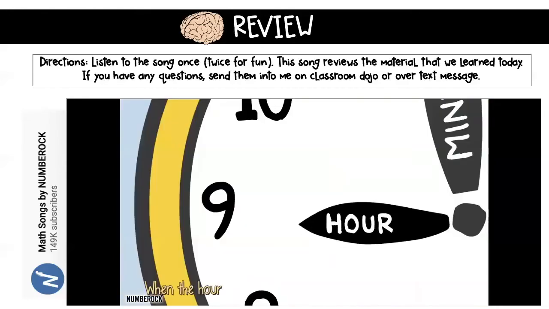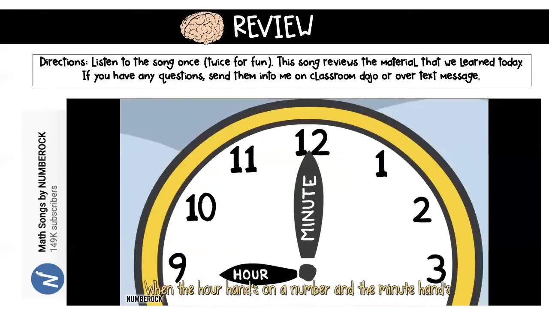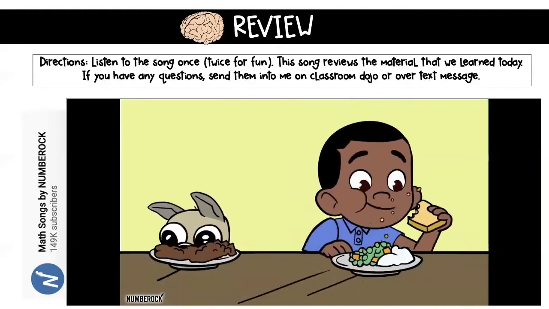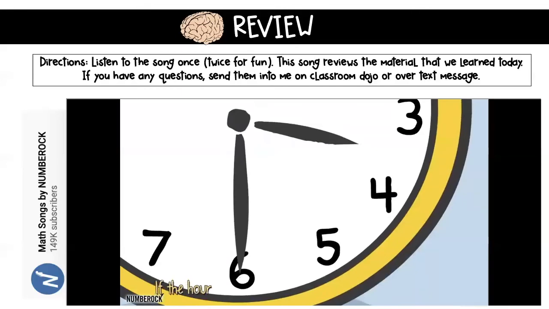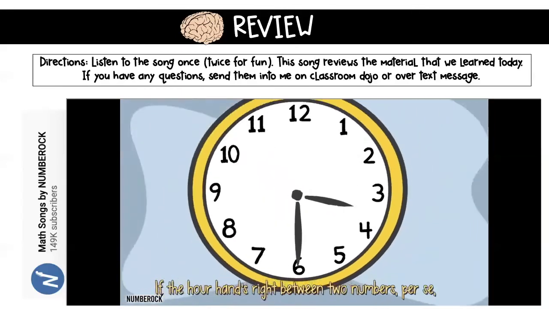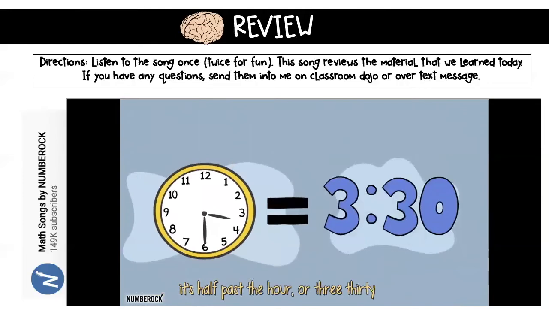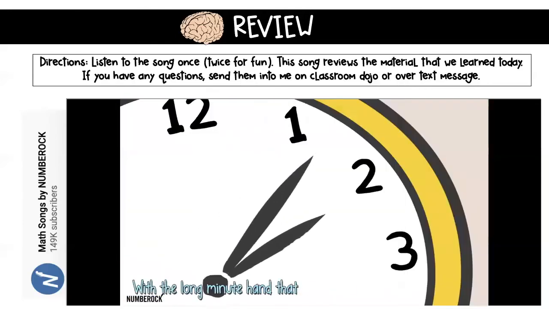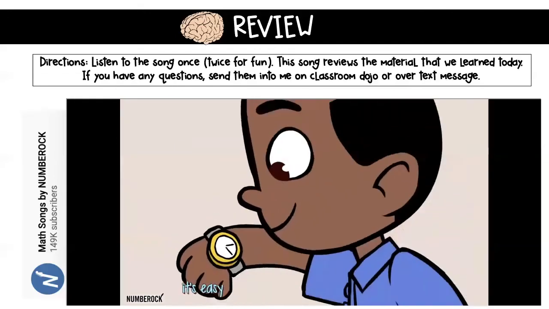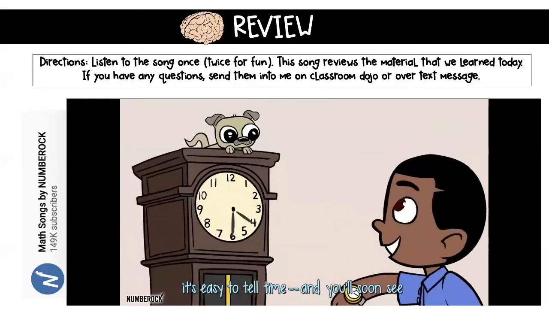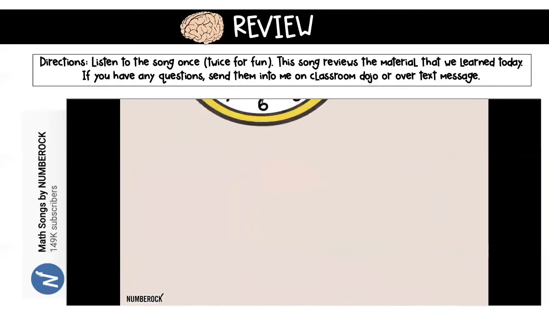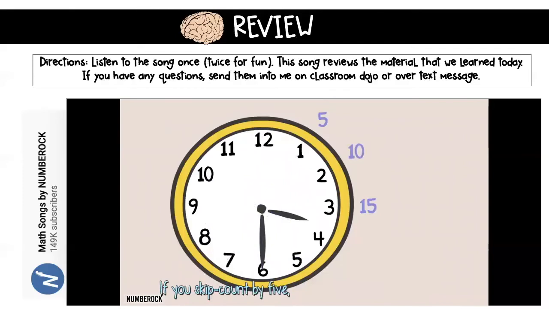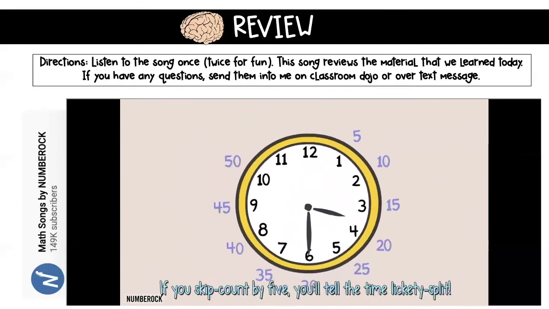Oh boy. When the hour hand's on a number and the minute hand's up, we know it's o'clock when the breakfast starts up. If the hour hand's right between two numbers per se, it's half past the hour, on 3:30 that day. With the long minute hand that represents the minutes gone by, it's easy to tell time and you soon see why. Each number on the clock is 5 minutes a minute. If you skip count by 5, it's out of time, make it a split.